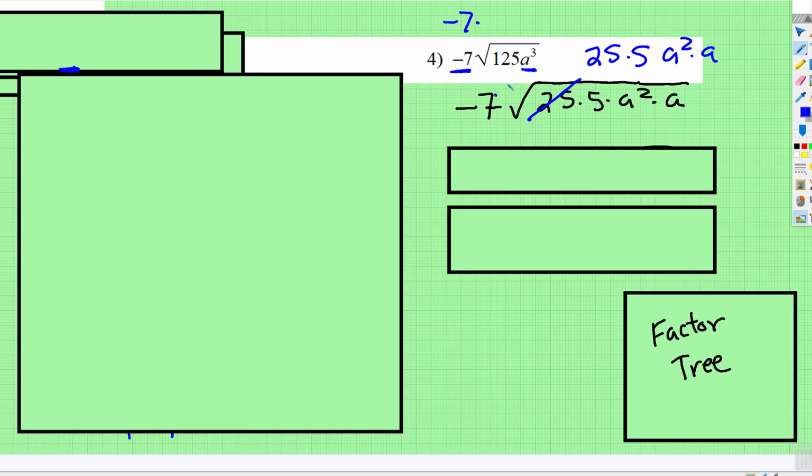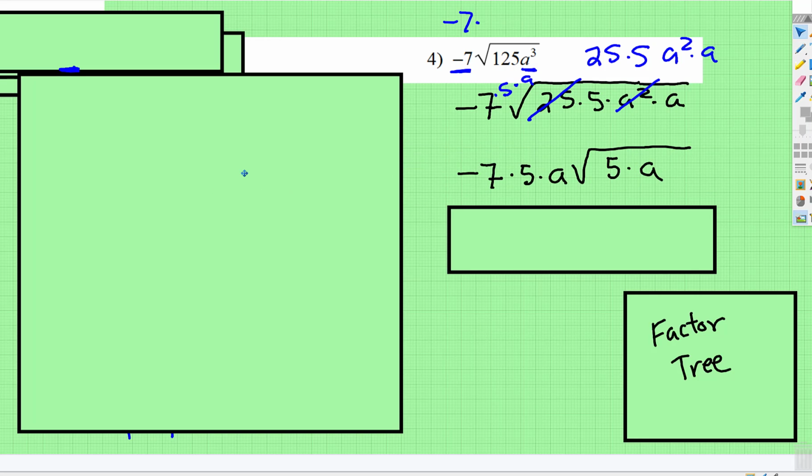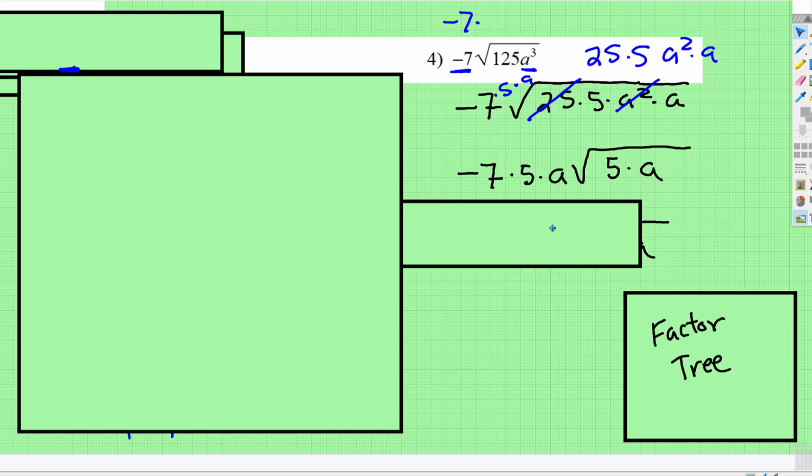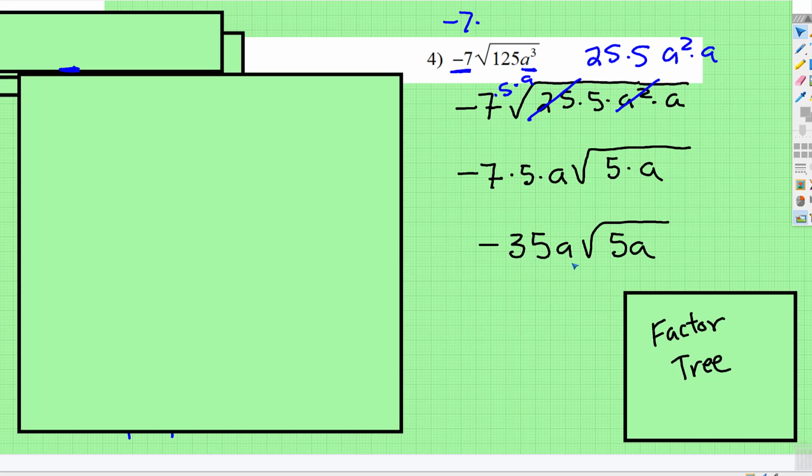Square root of 25 is 5. Square root of a squared is a, which is what I wrote right there. So now we have negative 35a square root of 5a. All right, now that's it for this one.